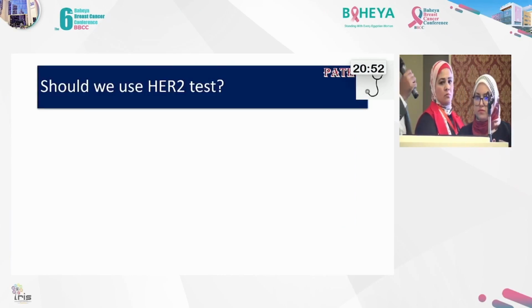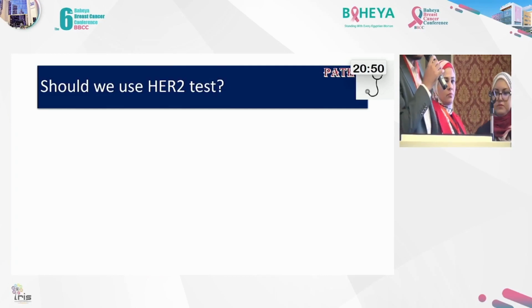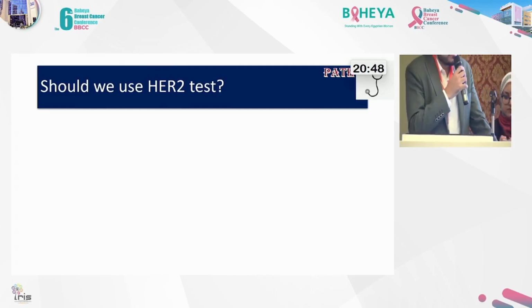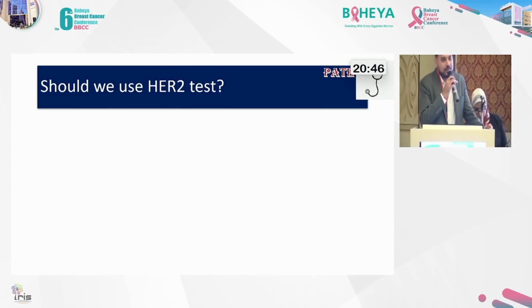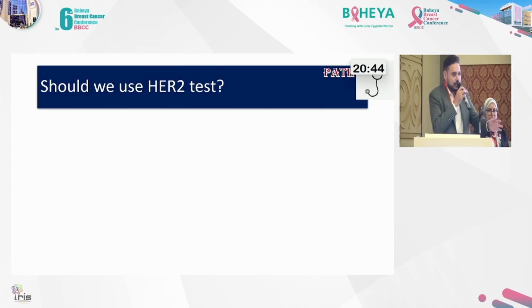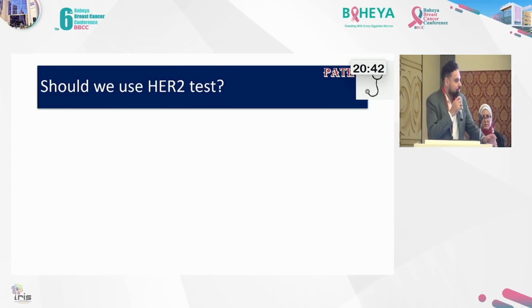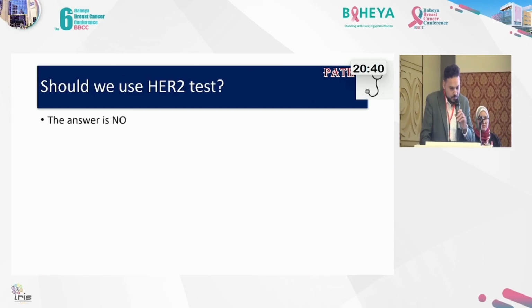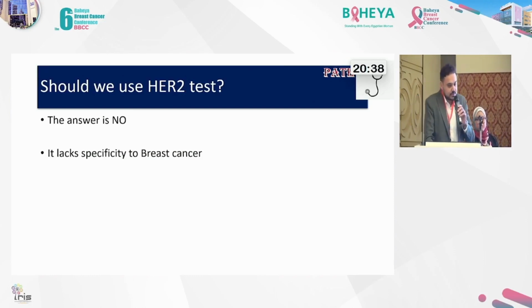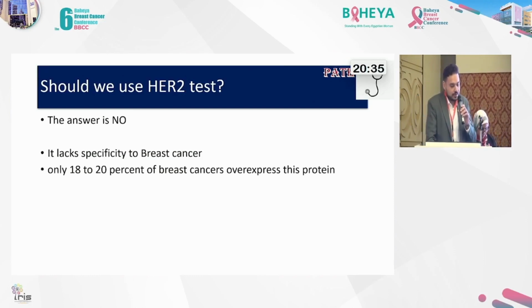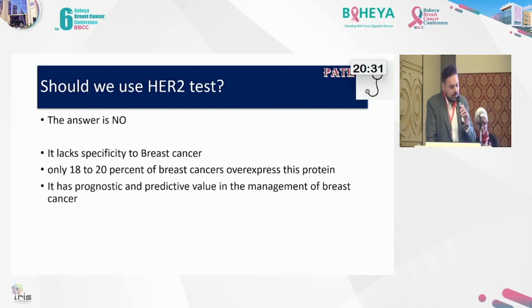Should we do a HER2 test as a marker to diagnose an occult primary breast cancer? This is a question to the panel and the great audience. No, that's true, because it lacks specificity to breast cancer, and only 18 to 20% of breast cancer patients overexpress this protein. And we all know that it has a prognostic and predictive value in the management of breast cancer.